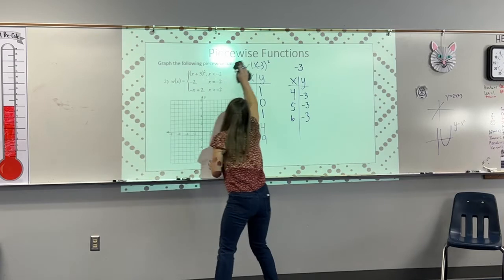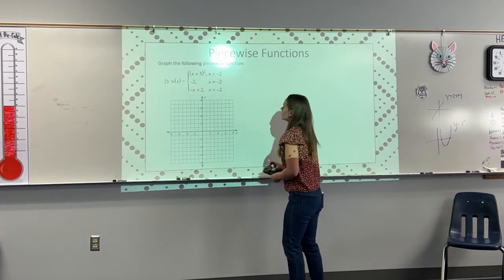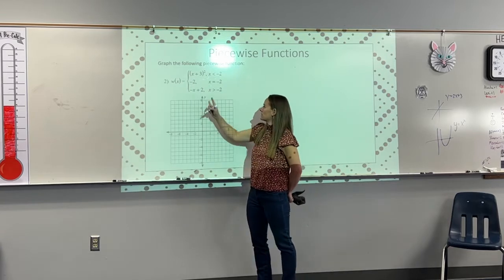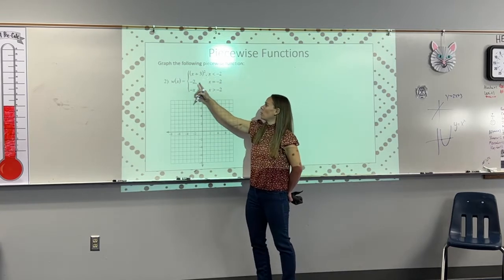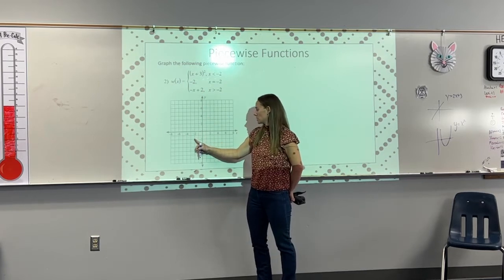Okay, here we go. Number 2. So for number 2, let's start with the easy problem. This says when x is -2, my y value is also -2. So I have the coordinate (-2, -2), and I'm going to put a solid point there.